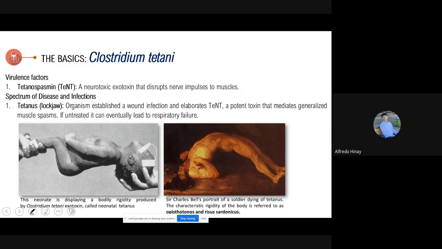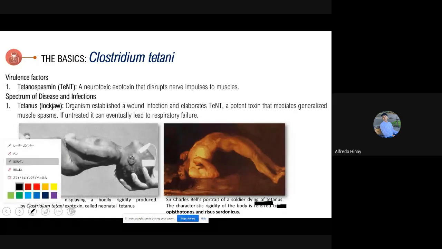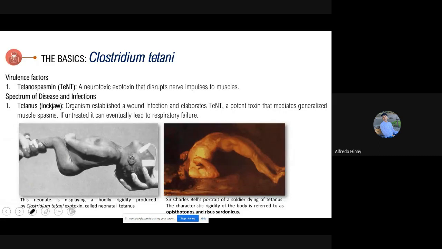Then it blocks the neuron receptors, which is why we get lockjaw. And as you can observe in the picture, the rigidity of the body is referred to as opisthotonus, and also risus sardonicus.